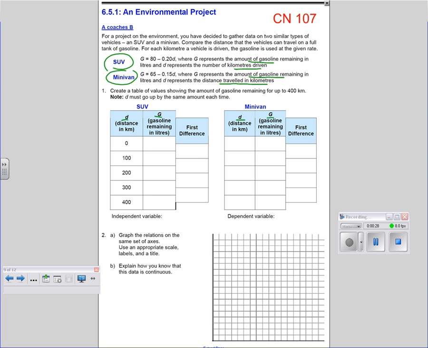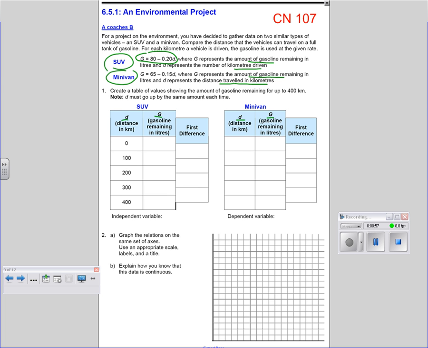So while I read this, the environmental project, it says, for a project on the environment, you've decided to gather data on two similar types of vehicles, an SUV and a minivan. Compare the distance that the vehicles can travel on a full tank of gasoline. For each kilometer a vehicle is driven, the gasoline is used at the given rate. So we are also given the equation of the line that represents the amount of gas remaining for both the SUV and the minivan, depending on the kilometers driven.